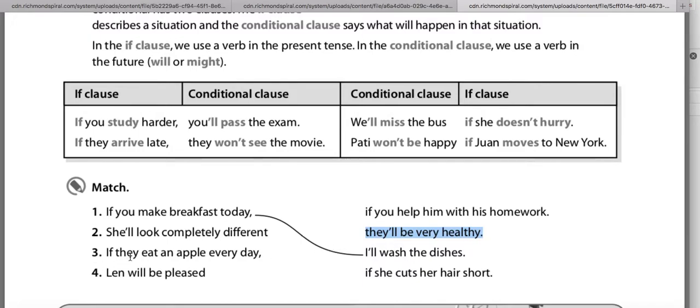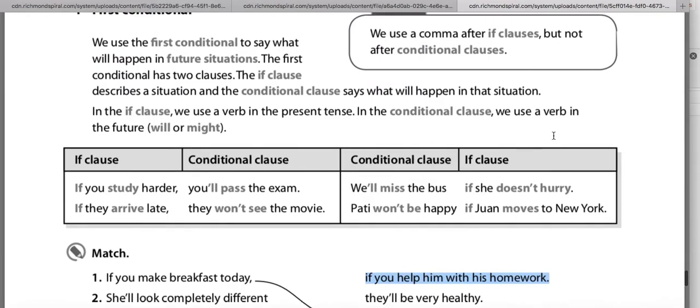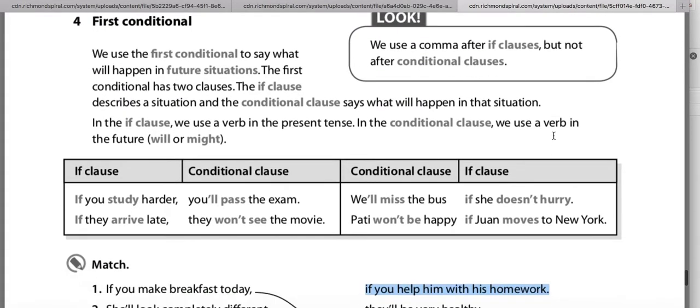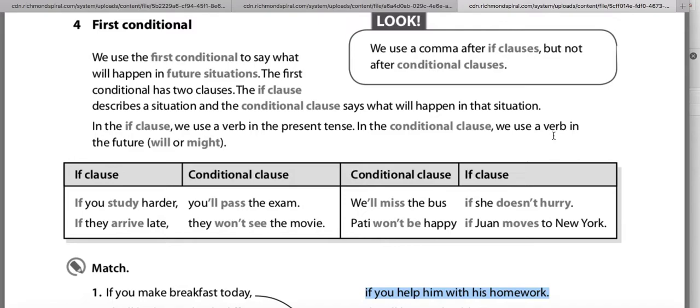Yes. And the last one, Len will be pleased if you help him with his homework. Yes, perfect, guys. Very, very good. So now let's check the difference between the first conditional and the zero conditional. Very important difference. Okay, are you ready?